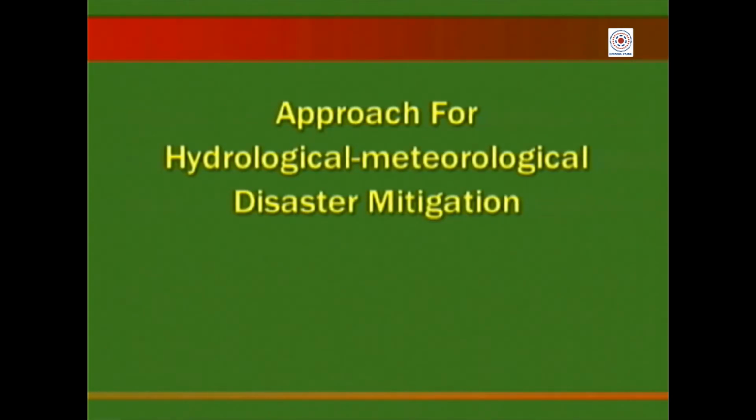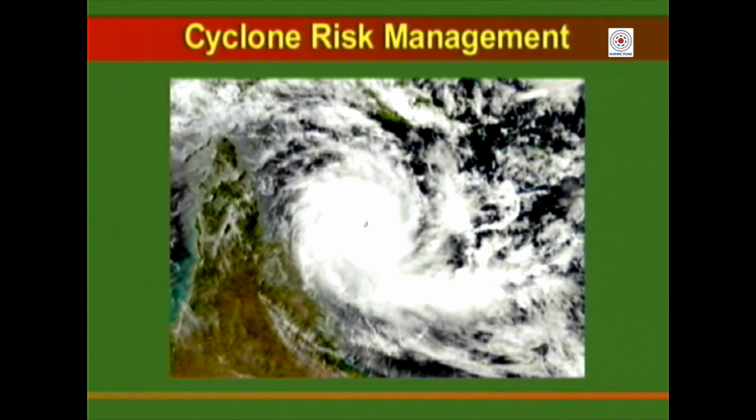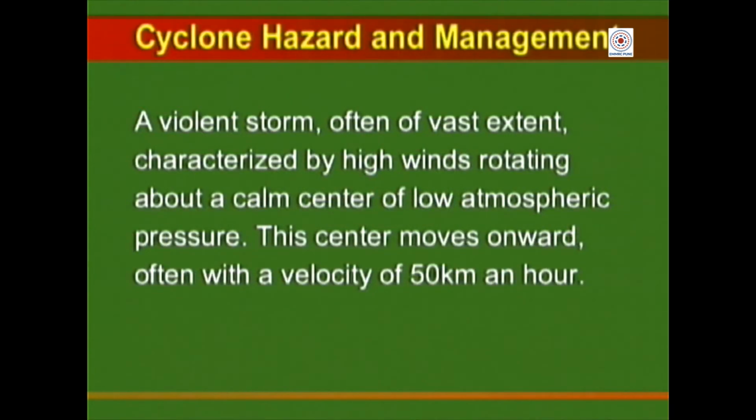Let us come to the approach for hydrological and meteorological disasters. Cyclone. We have seen the Gujarat cyclone, the Kandla one, and the Orissa super cyclone, and recently Bangladesh has been visited by a big cyclone. So, how do we define the cyclone? A violent storm, often of vast extent, characterized by high wind rotating about a calm center of low atmospheric pressure. This center moves onward, often with a velocity of 50 kilometers per hour and above.